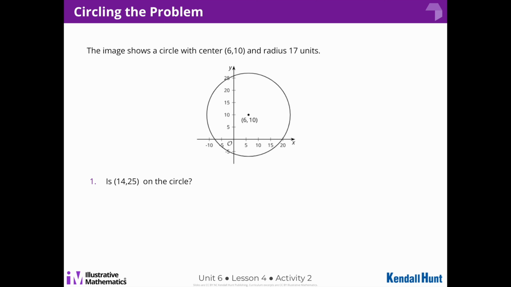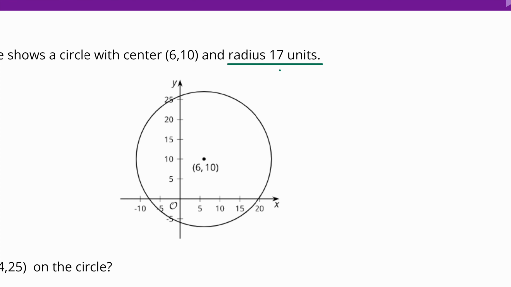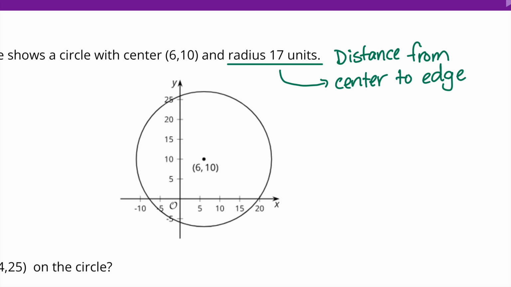Now we know that if it's a radius of 17, the radius is consistent throughout the circle. So that means, we just talked about distance with the Pythagorean theorem, this means the distance from center to edge is always 17.